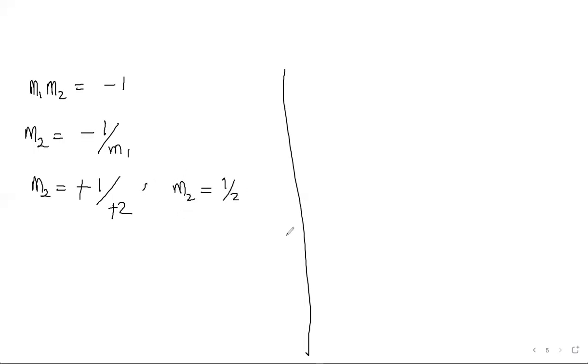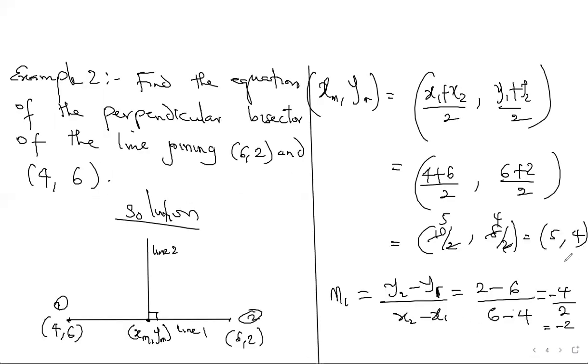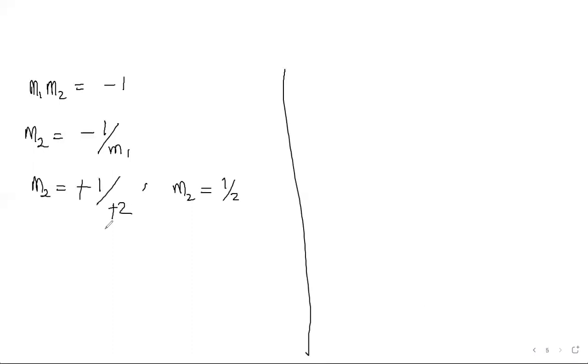Now I know the gradient of the second line, and I know the coordinate it passes through, which is the coordinate of the midpoint, (5, 4). So it passes through (5, 4), and it has a gradient of half. So I can write the equation. So y = mx + c.